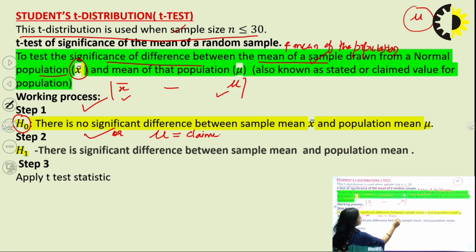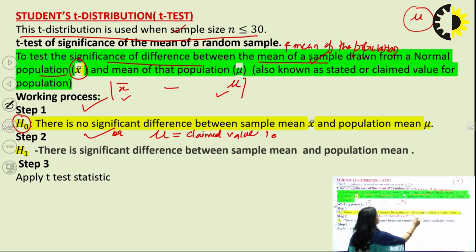Here is the claimed value. Statistically, we write that the claimed value is true. It means I have claimed that the average marks of my class will be 70. Then what will I get? The average marks of the 10 students that I have taken as a sample will also be 70. So in the first step, we define H0, the null hypothesis. The null hypothesis means the sample mean and population mean will be almost the same, and the claimed value of the population mean will be true.